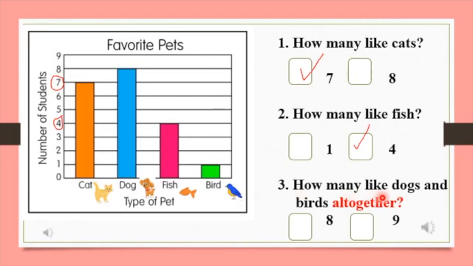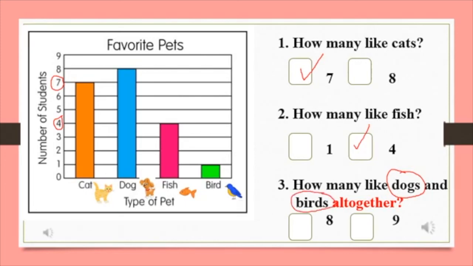How many like dogs and birds all together? What does the keyword all together tell us? Good job. It tells us that we need to add. Who remembered that? I am quite sure you did. Now, what do we need to add? They want to know how many students like dogs and how many students like birds.